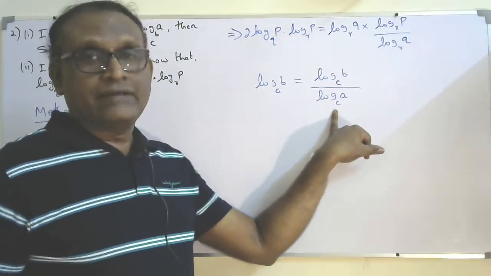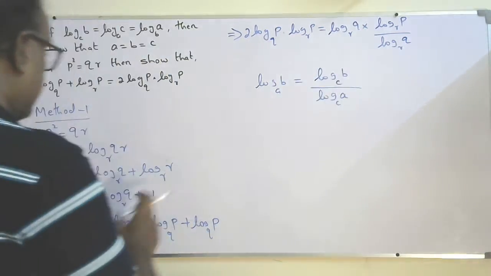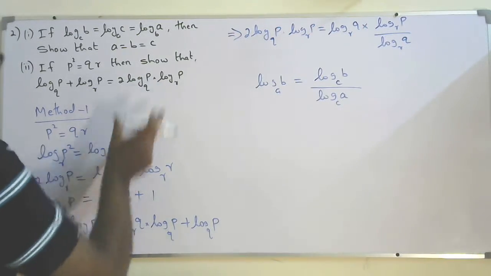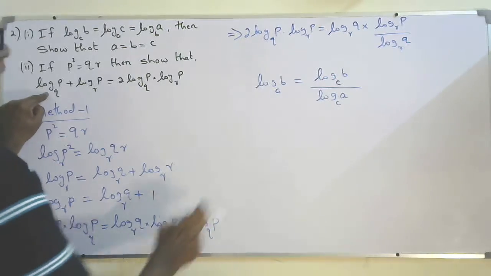Okay, so the link will be given in the description part. So I'm using that relationship because the left side part, this part is there already. I already got it. Log Q of P, I got it here.